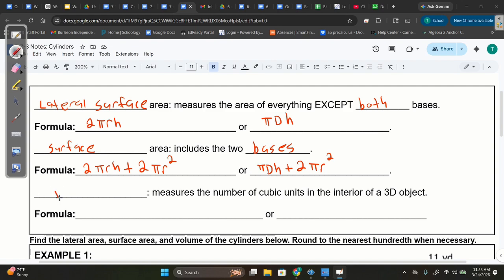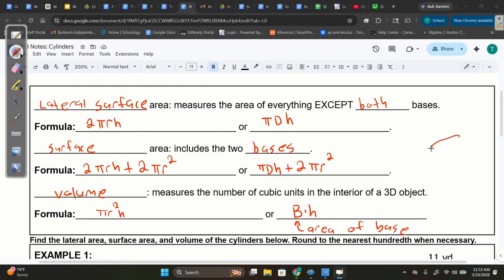The last thing we're going to talk about today is volume. Volume measures the number of cubic units in the interior of a 3D object. To put it simply, basically, we're just measuring how much space the shape takes up. The formula is pi r squared times the height. Or, sometimes you might see it as big B times the height. This big B here refers to the area of the base.